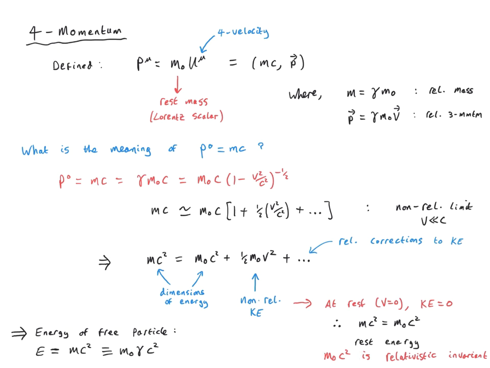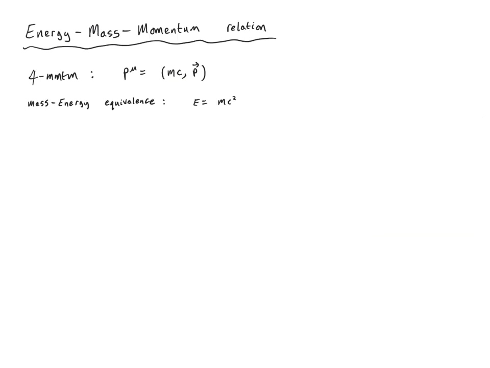m0 c squared, which is the rest energy, the intrinsic rest energy, is a relativistic invariant. mc squared, where m is m0 gamma, the relativistic mass, is something that depends on the reference frame. This object is the energy of the free particle in a given reference frame. This equation, E equals mc squared, is of course a very famous equation and is key in determining the physics of relativistic kinematics. We can now use these definitions of the four-momentum and Einstein's mass-energy equivalents to derive an even more powerful and general formulation called the energy-mass-momentum relation.